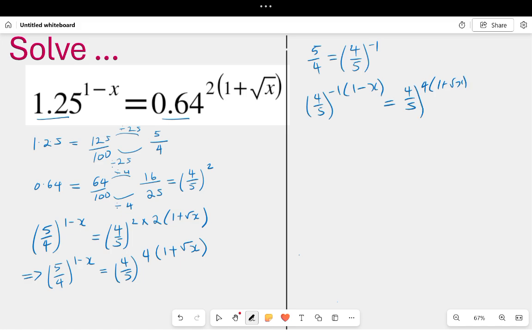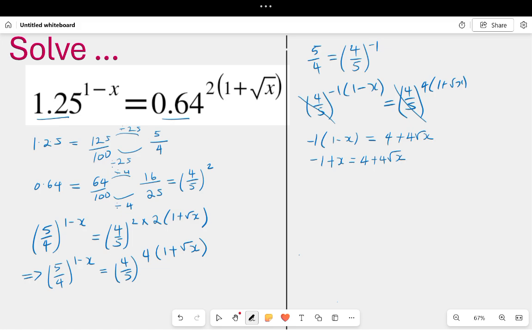Now, because the bases are the same, they will simply cancel out. Now we are left with minus 1 into brackets 1 minus x, which is going to be equal to, opening the brackets over here, 4 plus 4 the square root of x. And we can basically open the brackets here. It's going to be negative 1 plus x is equal to 4 plus 4 the square root of x.